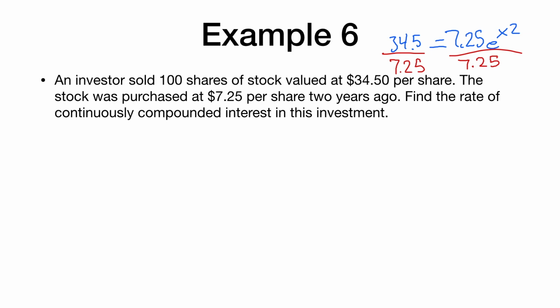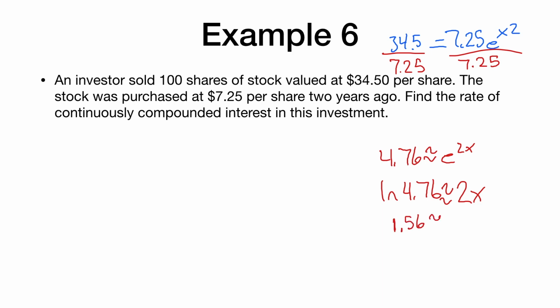So 34.5 divided by 7.25, we end up getting 4.76 is about e to the 2x, at which point natural log of 4.76 equals 2x. So that ends up being 1.56 is about 2x, so we divide by 2. 0.78 is about x, or 78%, which is an amazing return on investment and very rare. And there we go. That's definitely it.